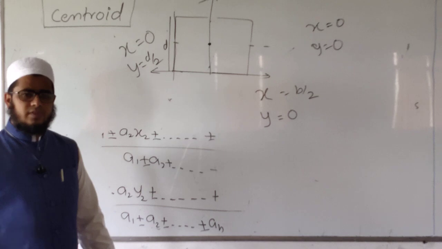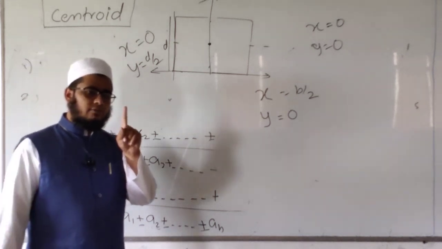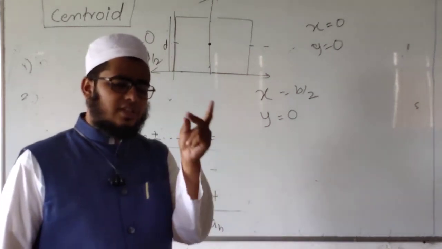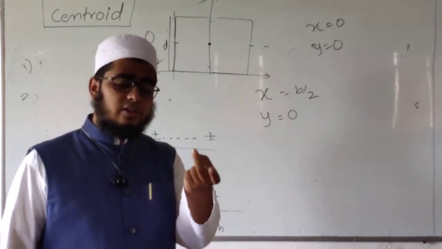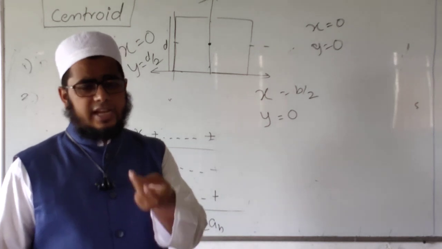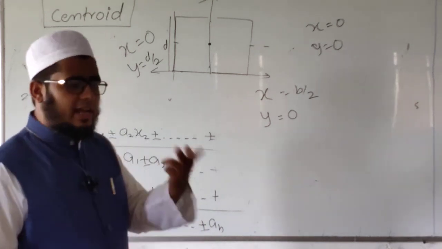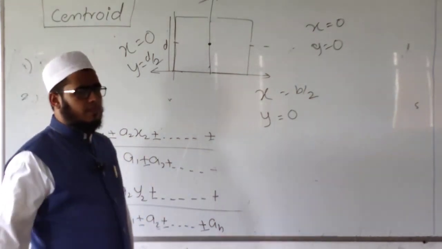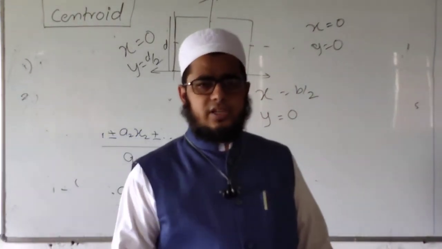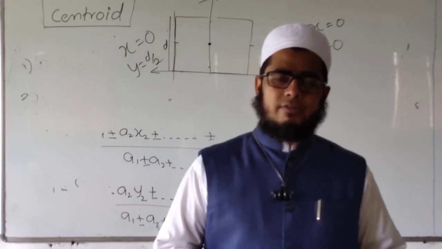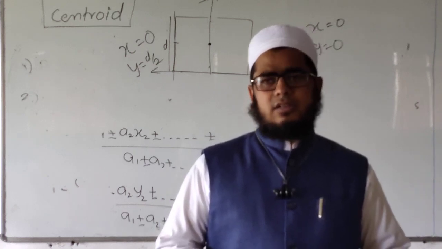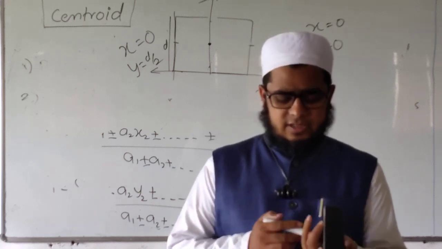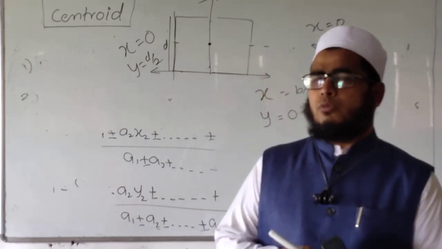It is very easy. First I will divide the given figure into the number of possible standard figures. Second, I will determine the area and the coordinates of the centroid for each standard figure. And third, I will use these formulas to calculate the centroid of the irregular figure. We will see numericals on centroid in the next lecture, and after that there is a very important topic, moment of inertia.